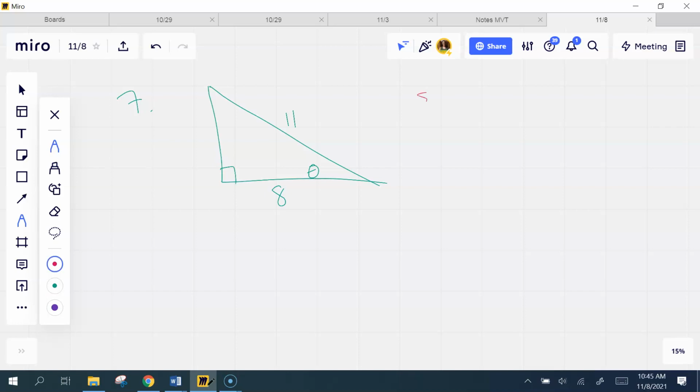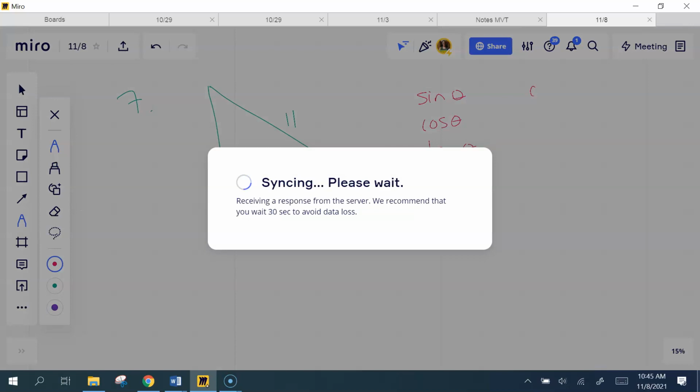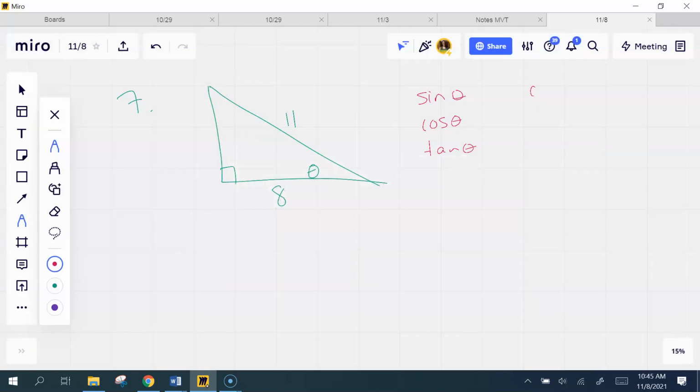So I want sine theta, cosine theta, tan theta, cosecant theta. That's a good question, Kirsten. That's exactly right. I'm missing a side, so I have to find that side before I can answer all the questions. To find that side, I'm going to use my Pythagorean theorem. So try that real quick, see what you get. The A and the B? No, it doesn't matter. As long as it equals the hypotenuse squared, it doesn't matter what the order of the two legs is.